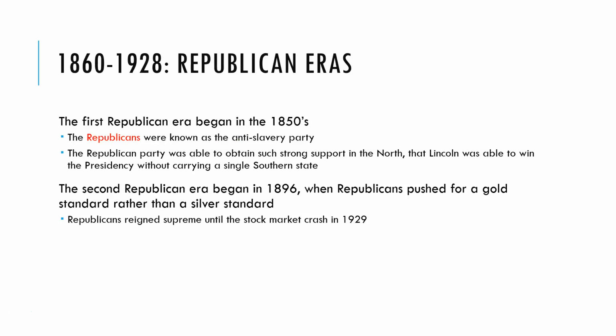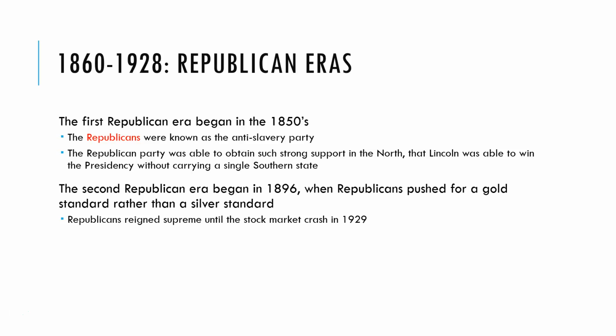Then we've got 1860 to 1928, and these are the Republican eras. The first Republican era began in the 1850s. The Republicans were known as the Anti-Slavery Party, and we have to remember that during this time period, the Republicans are the liberal party. The Republicans are those that are pushing for social change within the government.